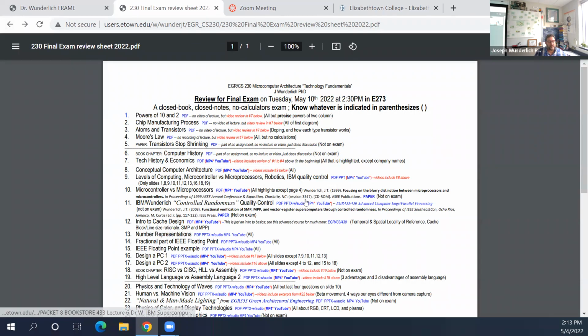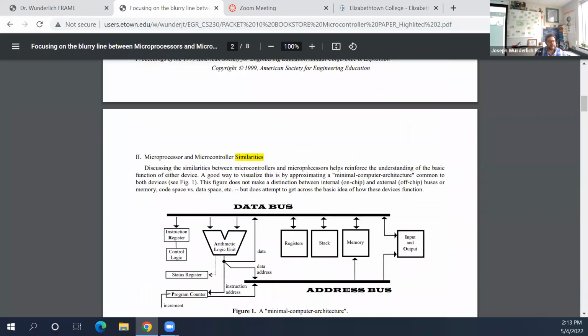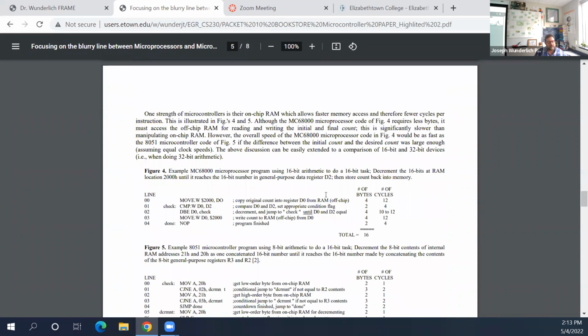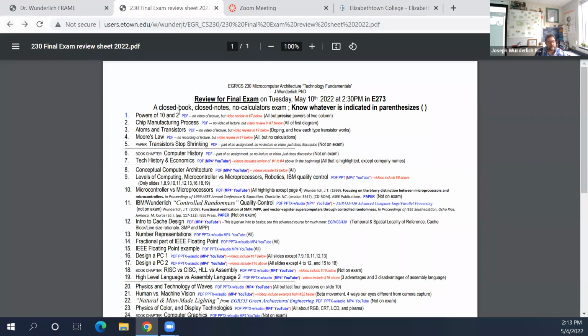Microcontroller versus microprocessor, modern exam. That's this paper. Just show real quick. A lot of you have seen that. So there's stuff in here that I wanted you to know. It's highlighted in other places. Other students in the past have memorized some of that in here. And you do too, but it's in another lecture.